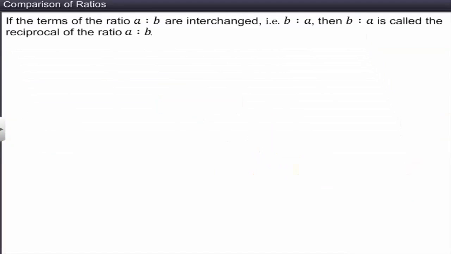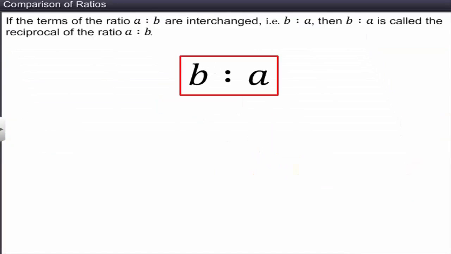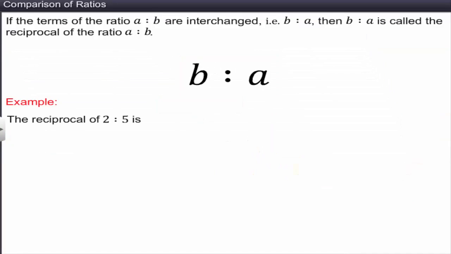If the terms of the ratio A:B are interchanged, that is, B:A, then B:A is called the reciprocal of the ratio A:B. For example, the reciprocal of 2:5 is 5:2.